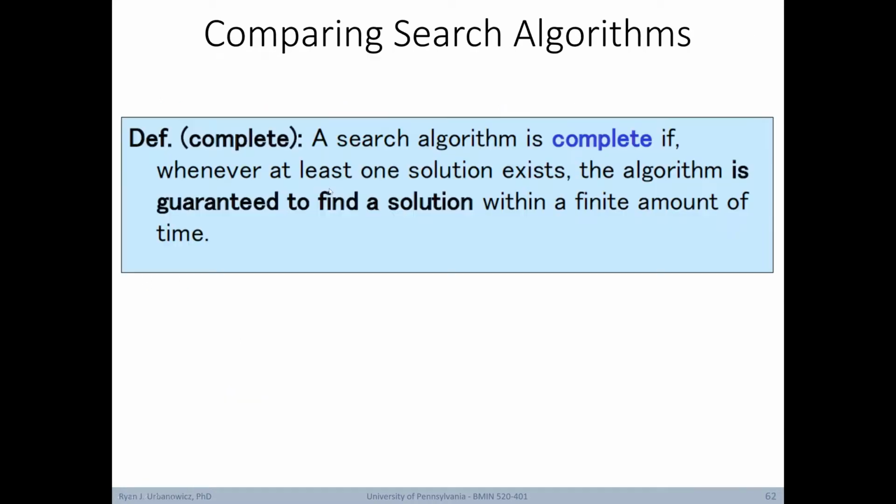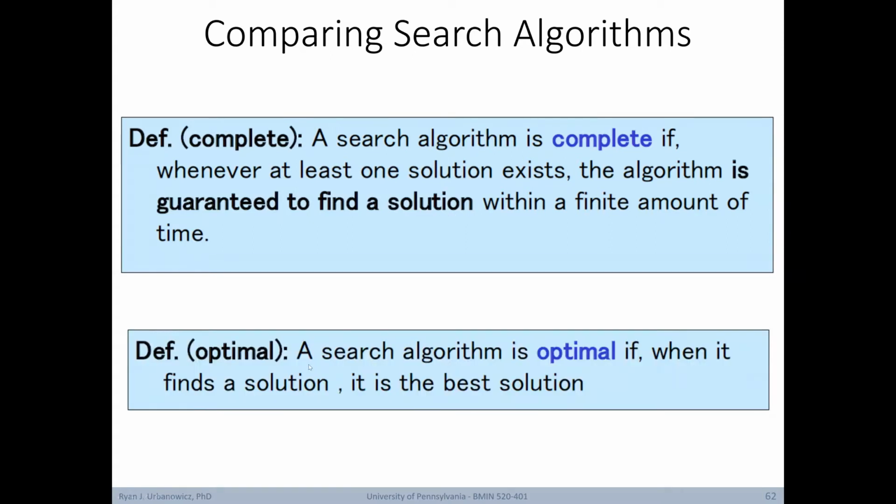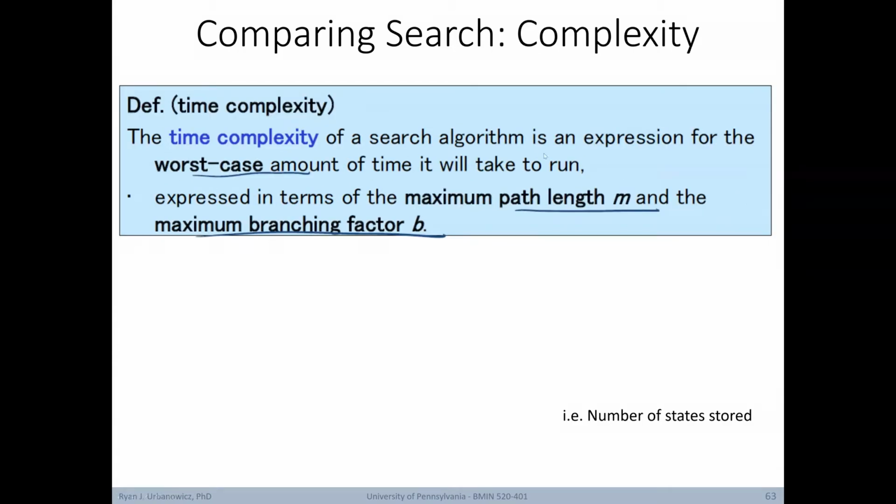These last two performance metrics are really important in terms of the practicality of applying a given search algorithm to a given problem. Another formal definition of completeness in search: a search algorithm is complete if whenever at least one solution exists, the algorithm is guaranteed to find a solution within a finite amount of time. A search algorithm is optimal if, when it finds a solution, it is the best solution. Formally defining time complexity of a search algorithm, it's the expression for the worst case amount of time it'll take to run. Time complexity is usually expressed in terms of the maximum path length, m, which captures the depth, and the maximum branching factor, b, which captures the breadth.